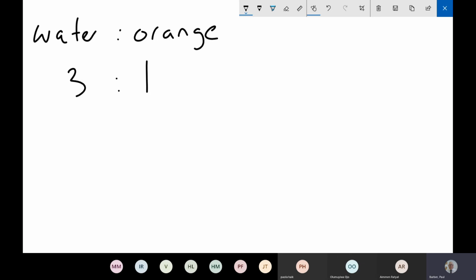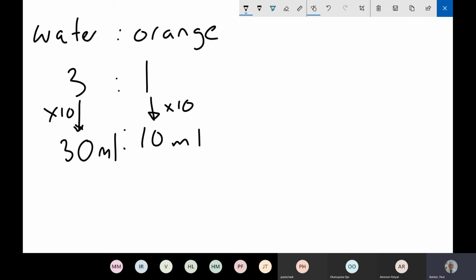So at the moment, I haven't said how much water you're going to put in or how much orange. I haven't done any measurements, but I've said for every 3 bits of water, there's 1 bit of orange, or for every 1 bit of orange, there's 3 bits of water. So if we first of all said, I'm going to put in 10 milliliters of orange, well, we know to get from 1 to 10, all we've done is multiply that by 10. And the rule here, as it was when we did fractions before, is whatever you do with one side, you do with the other. So we multiply this side. So if we had 10 milliliters of orange, we would have to have 30 milliliters of water.